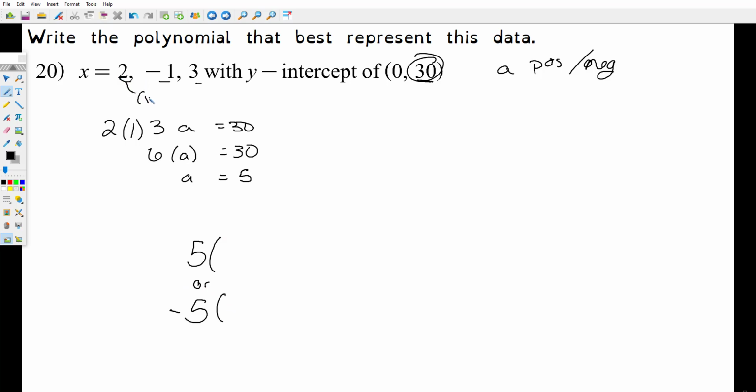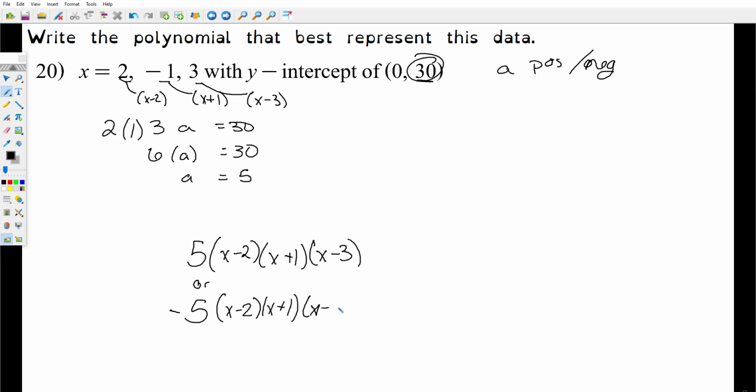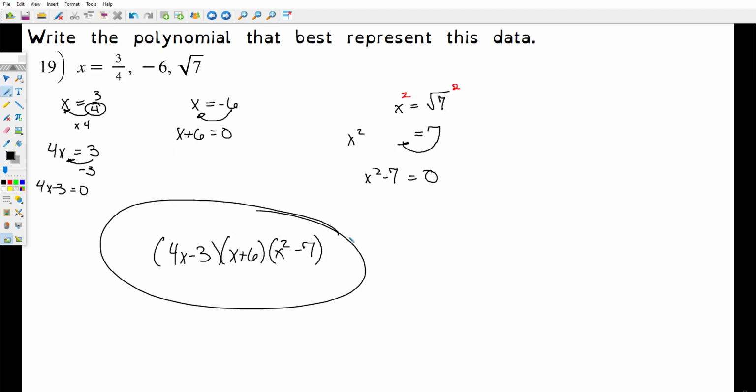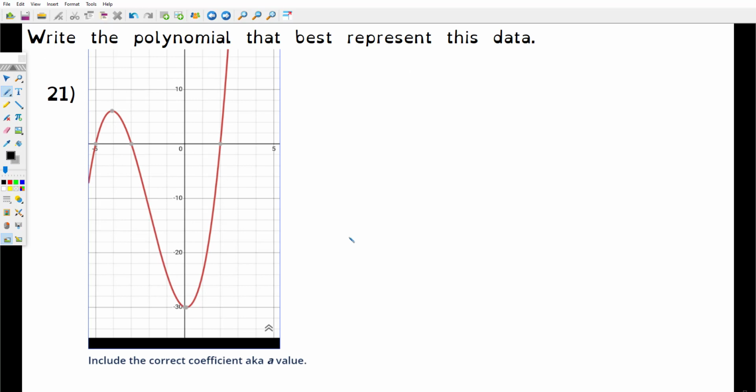And this creates a factor of x minus 2. This one creates a factor of x plus 1. And this one creates a factor of x minus 3. Either one of those is acceptable. So I went the wrong way. This time, though, we are given that our a needs to be positive because of that.